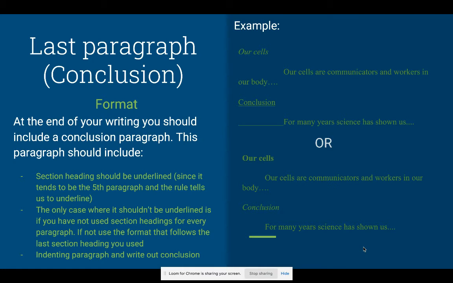So this can be seen on the right again. Our cells is italicized and conclusion is underlined because that is how the format says it from the last slide. Or if your first heading was our cells, which is bolded, then your conclusion would be italicized because it is the second heading.